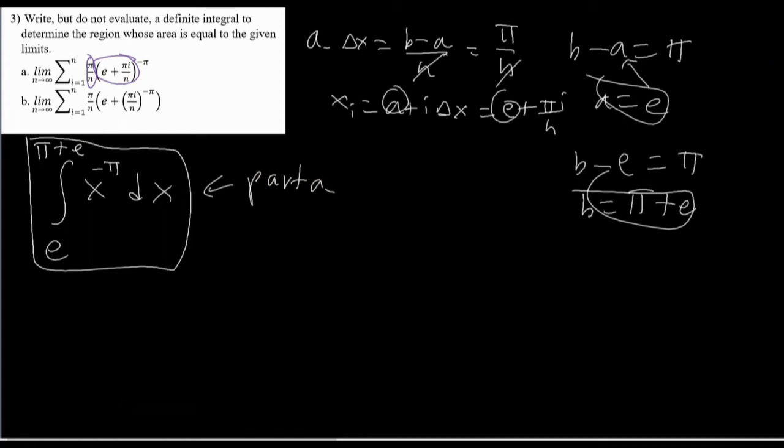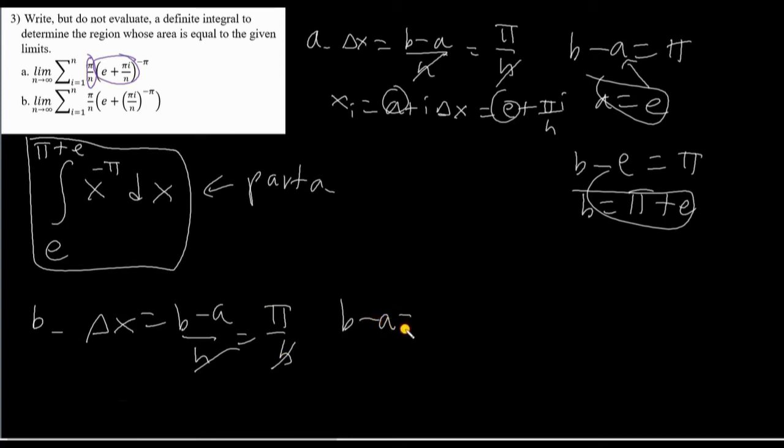And now let's look at part B, which looks at first glance very, very similar, but the only difference is that now only the pi i over n is being raised to the negative pi power. So again, the first part is going to be the same. The delta x is b minus a over n, which equals pi over n. Cancel the n's. b minus a is equal to pi.